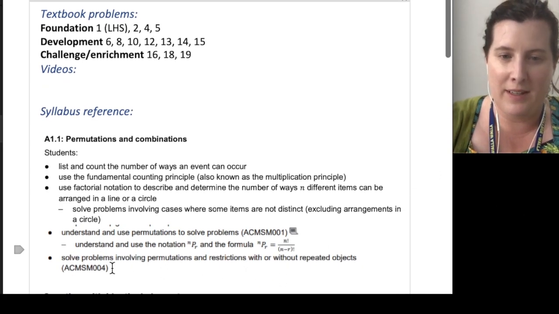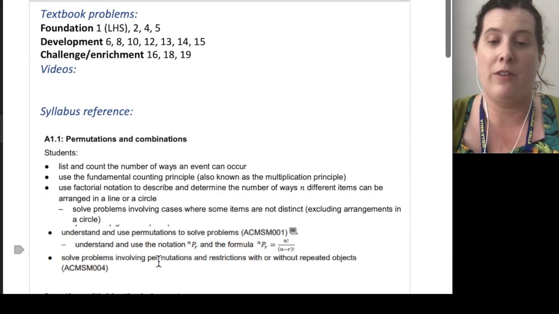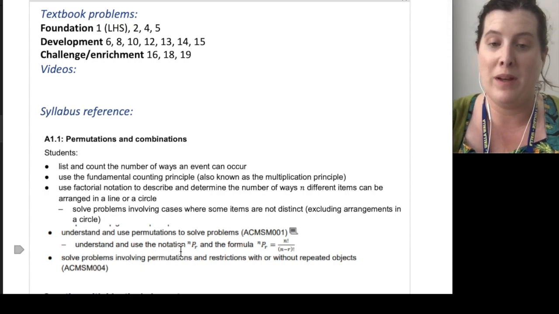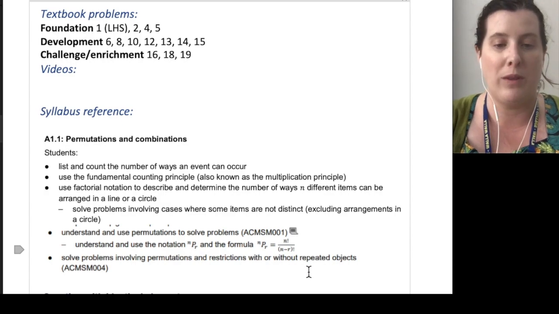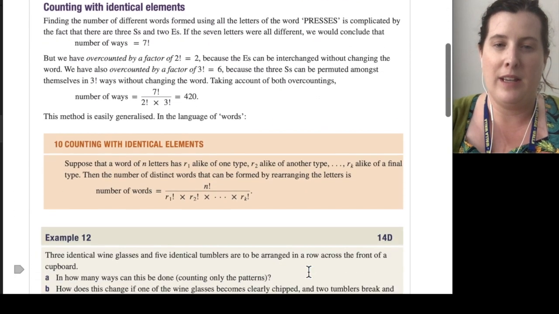So this is problems involving permutations. So we're picking something out of a whole bunch, and restrictions with or without repeated objects. So what we've been doing so far is without repeated objects. Now we're doing with repeated objects. Let's have a look first.